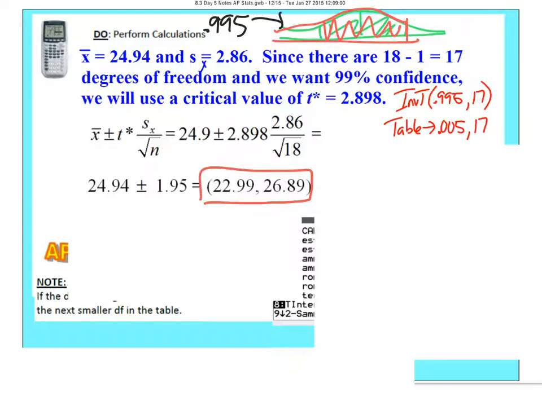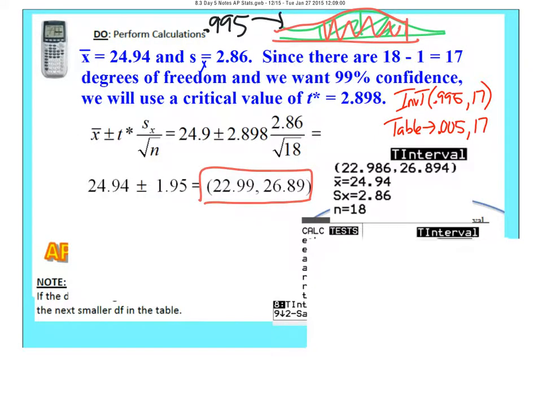Now I do want to actually show you how to do this on the calculator, because as long as you've stated that we're doing the one sample t-interval for the means, if you've said that somewhere, you never have to actually list this. You can use the calculator. The calculator is actually very easy for this.